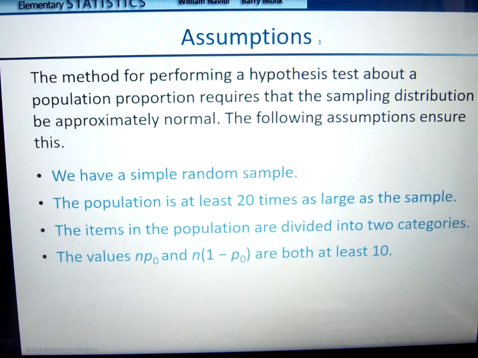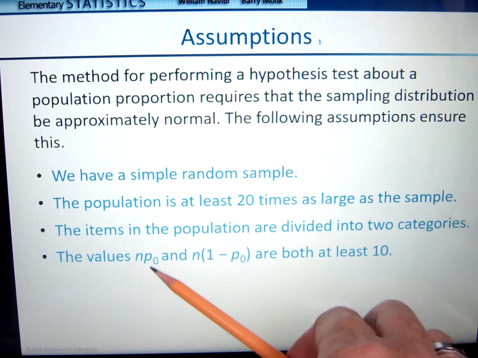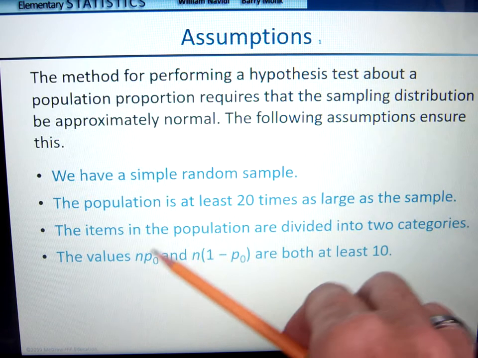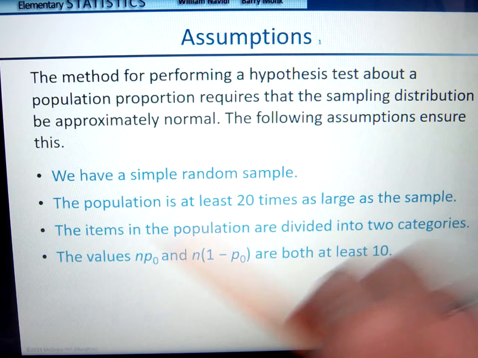Let's take a look at what this means. Here you have your p sub 0, and 1 minus that. These two are going to add up to be 1. Okay?